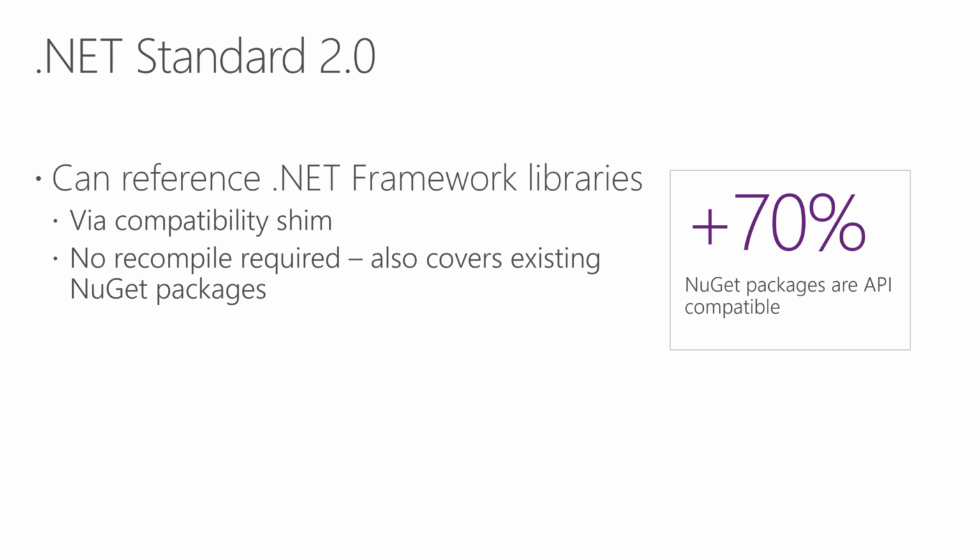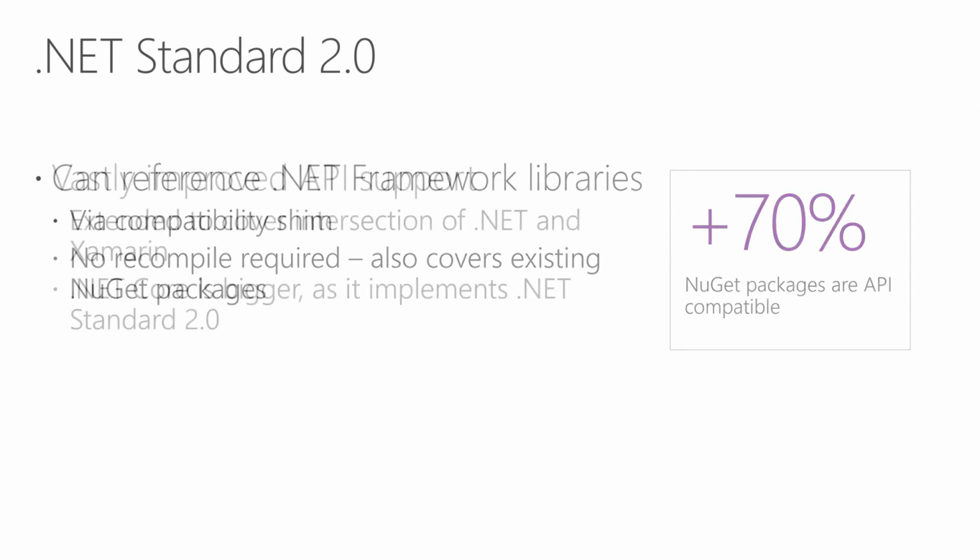.NET Standard 2 can reference .NET Framework libraries via something called the compatibility shim. The way Microsoft implemented it, they don't have to recompile the old libraries, and that makes it easier for us to start utilizing those prior libraries. It also covers existing NuGet packages. Interesting statistic: 70% of the current NuGet packages are API compatible with .NET Standard 2.0.